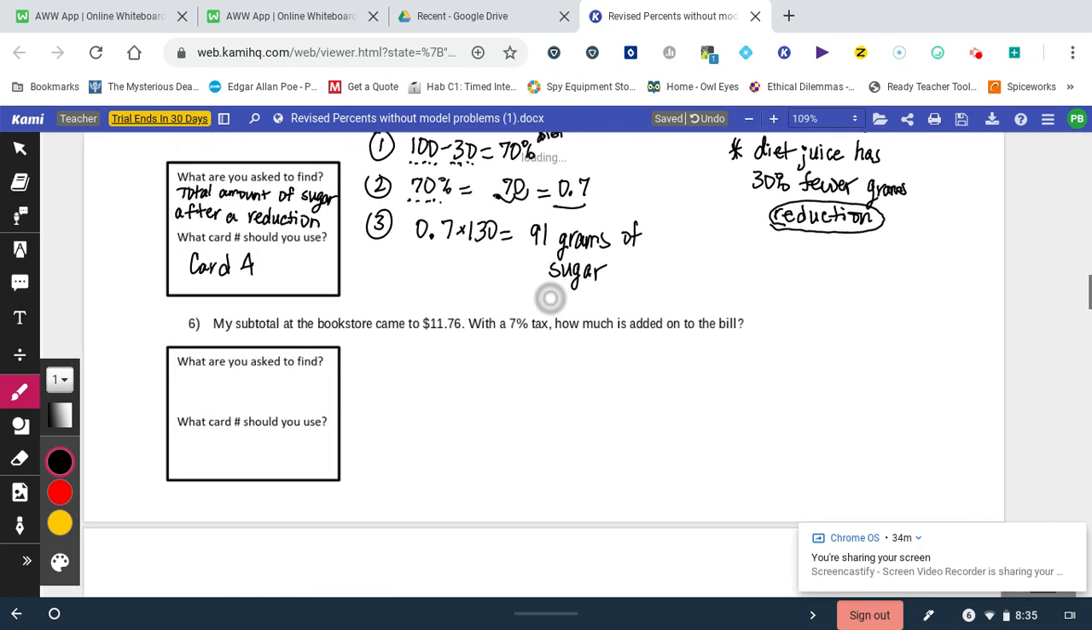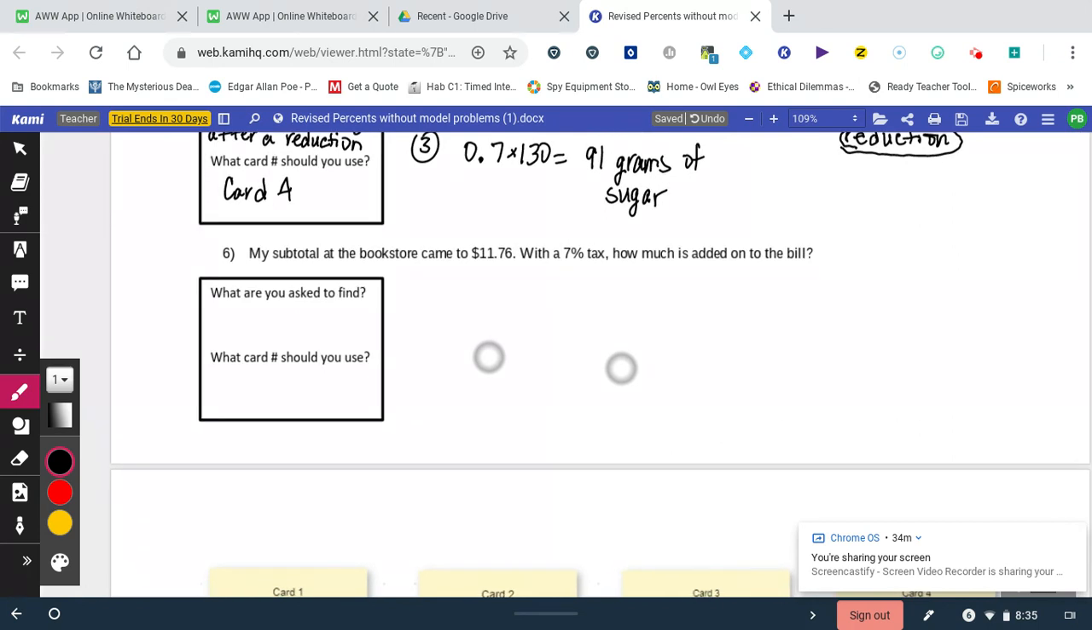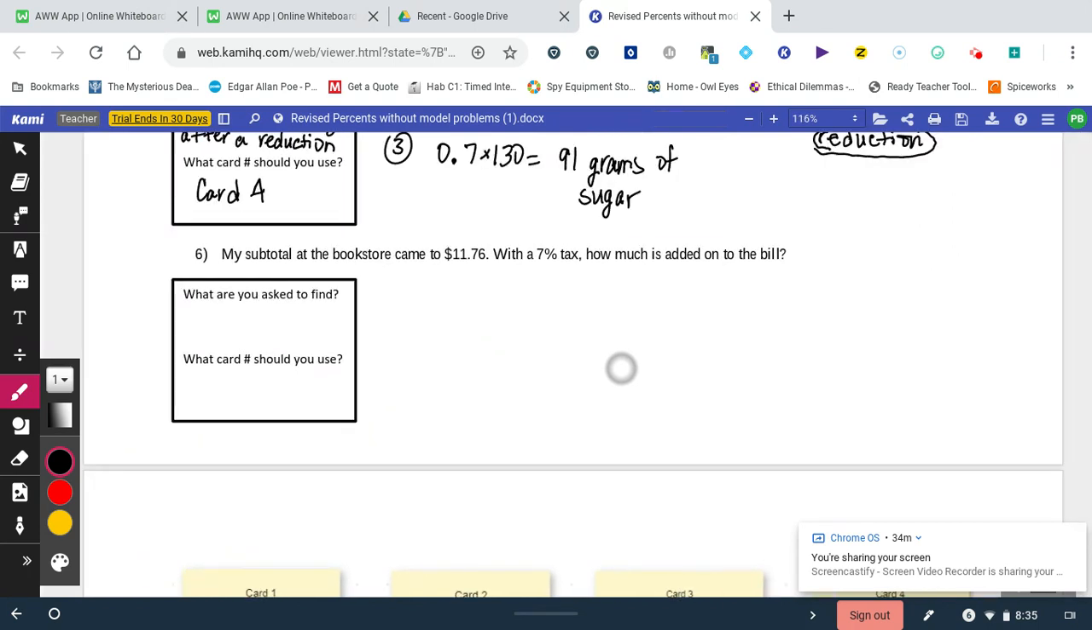Okay, let's take a look at some more. All right, my subtotal at the bookstore came to $11.76. I'm going to tell you what a subtotal is. A subtotal is a total before any add-on or any reduction.